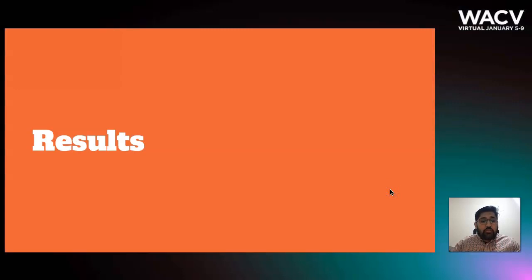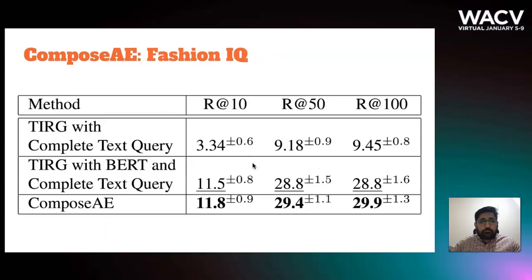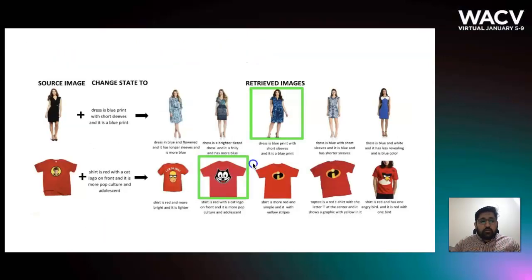Now we quickly glance at the results of our experimental evaluation. We compare the results of ComposeAE with several competitive baselines. From these results, we note that ComposeAE achieved state-of-the-art results on all three benchmark datasets. This figure presents some qualitative results for the Fashion IQ dataset. For both queries, we can observe that all the retrieved images share the same semantics and are very visually similar to the target image.